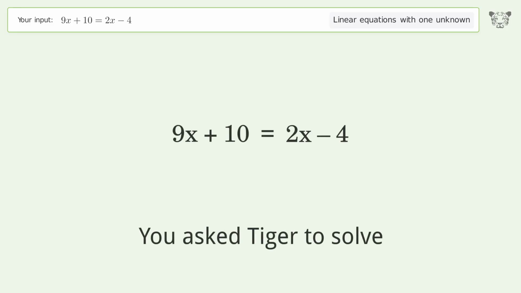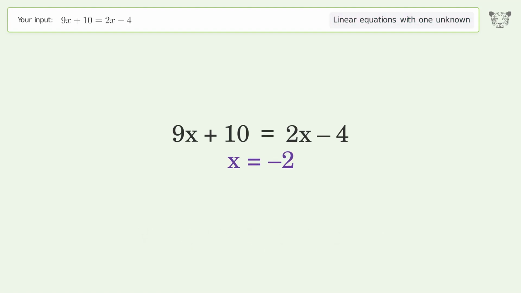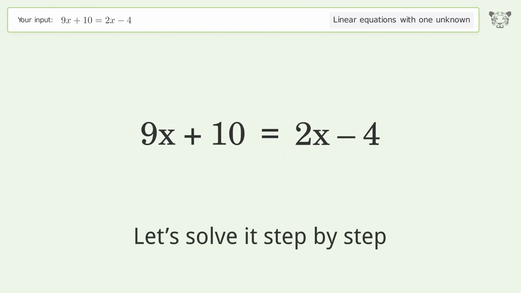You ask Tiger to solve this. This deals with linear equations with one unknown. The final result is x equals -2. Let's solve it step by step.